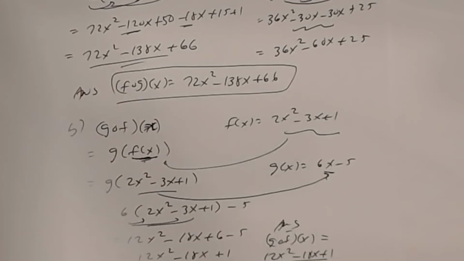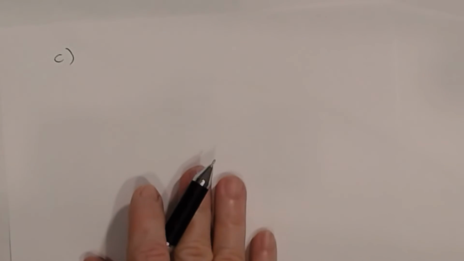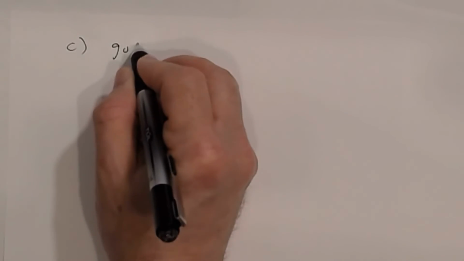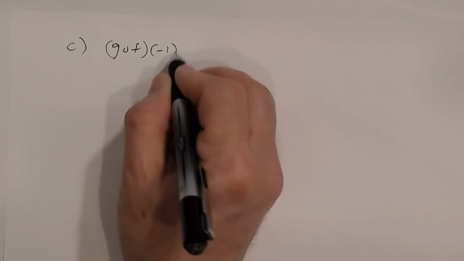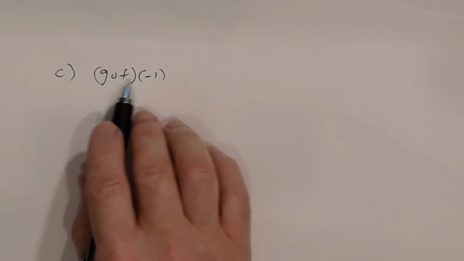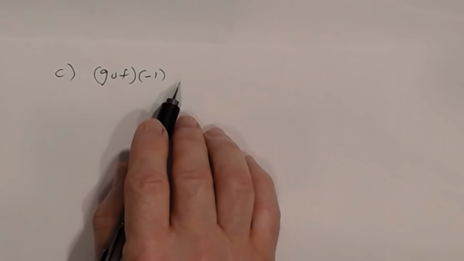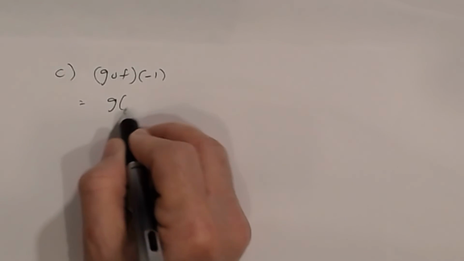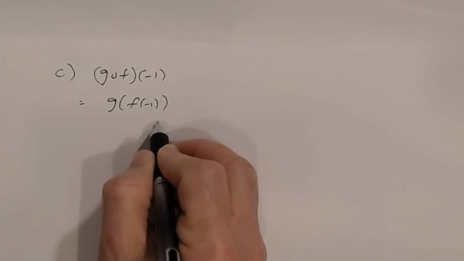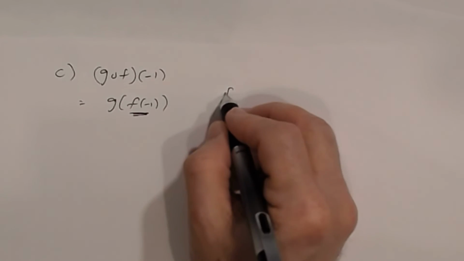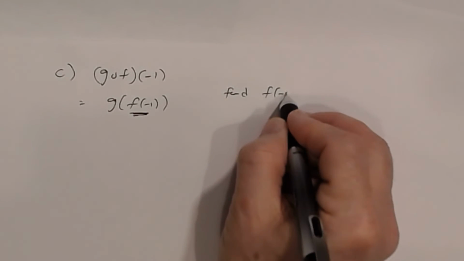So this is letter C. Let's suppose we had g composed with f at -1. And you see this time you're at a number, right? You're composing at a number, so the answer better be a number. Well, by definition, this means g of f of -1. So I've got to find this first. Always do the inside first. I've got to find f of -1.